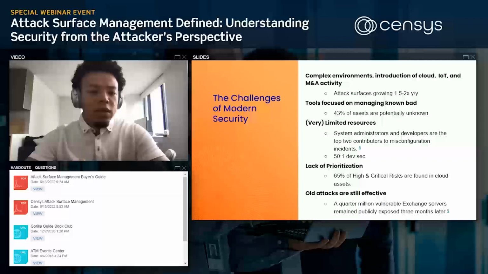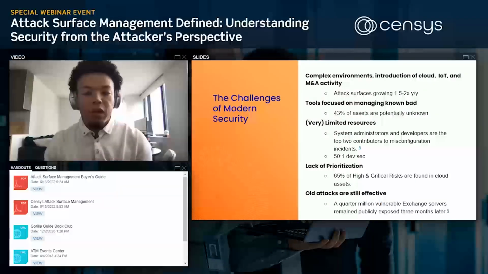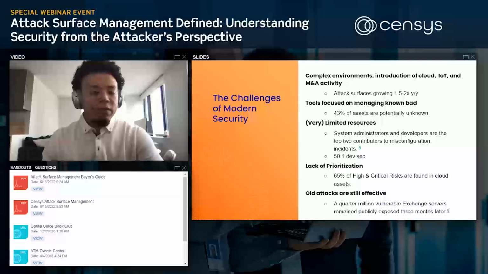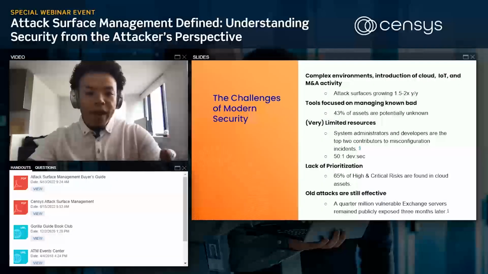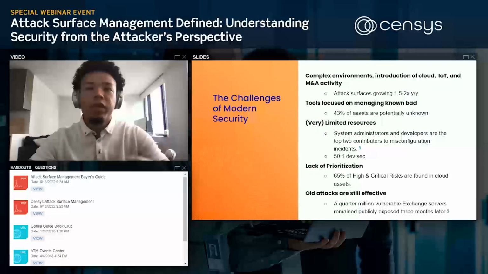So again, system administrators and developers, they contribute a lot to this growing attack surface. And we've seen teams on average are outnumbered 50-1 developers to security staff. This is just all feeding into the complex environments, the not knowing what you have. It's all just getting very, very hard to keep track of. And that leads to a lack of prioritization, or being able to clearly state, hey, these are the things that are important to me and my team. These are the aspects that are critical to my business. So I need to protect them first, right?